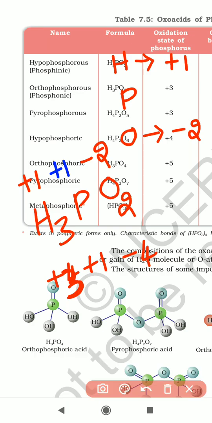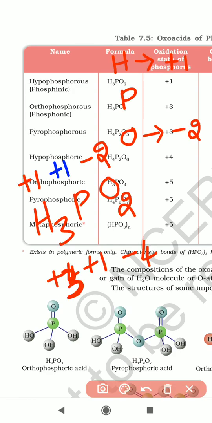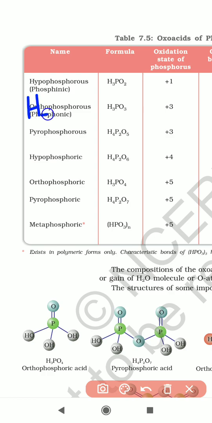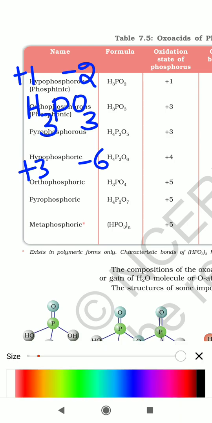Next, let us take H3PO3. Hydrogen is +1, and oxygen is always -2. So 3 twos are -6 for oxygen, and hydrogen contributes +3. Whatever number we place, the overall charge must equal 0, so here phosphorus is +3. In this case phosphorus exhibits a +3 oxidation state.